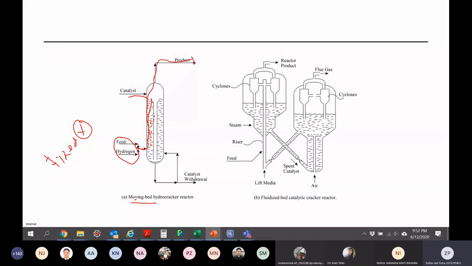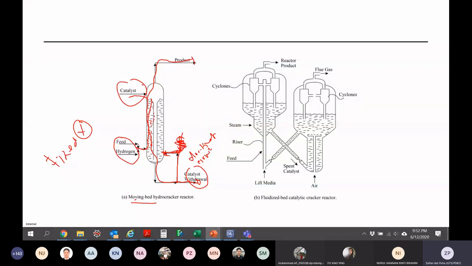And then this catalyst is going down. And then some of the catalyst we take out because it is deactivated, or it is eroded. And then we put a new catalyst in. Some we recycle, some we put new catalyst in. Oh, we have the catalyst in here, so we don't need to have this.